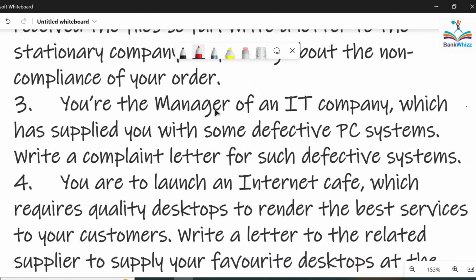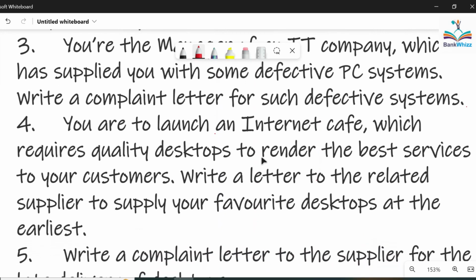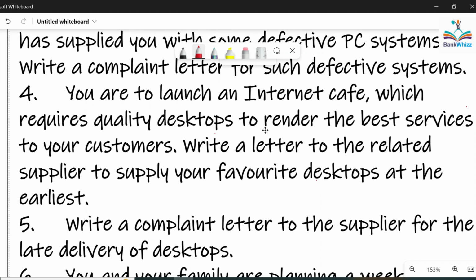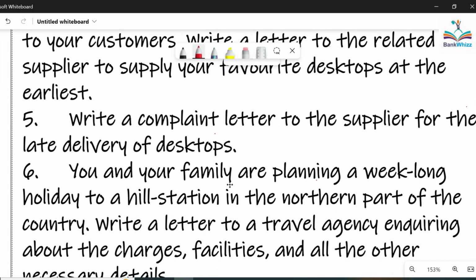Friend, the third letter topic is: you are the manager of an IT company which has supplied you with some defective PC systems. Write a complaint letter for such defective systems. Okay? Friend, the fourth letter topic is: you are to launch an internet cafe which requires quality desktops to render the best services to your customers. Write a letter to the related supplier to supply your favorite desktops at the earliest. Okay, friend, the fifth one is: write a complaint letter to the supplier for the late delivery of desktops.